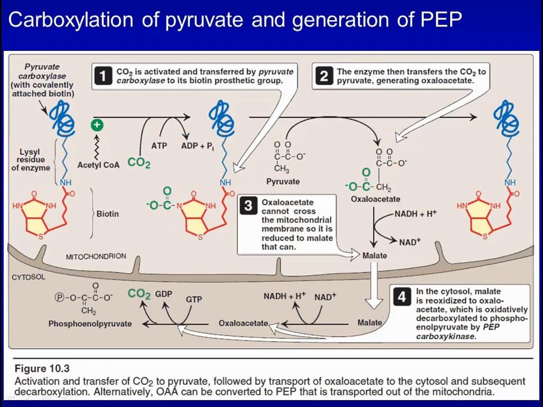Oxaloacetate cannot cross the mitochondrial membrane, so it is reduced to malate. Malate crosses the membrane and arrives in the cytoplasm. In the cytoplasm, malate is reoxidized to OAA. OAA is then decarboxylated to PEP with consumption of 1 GTP.